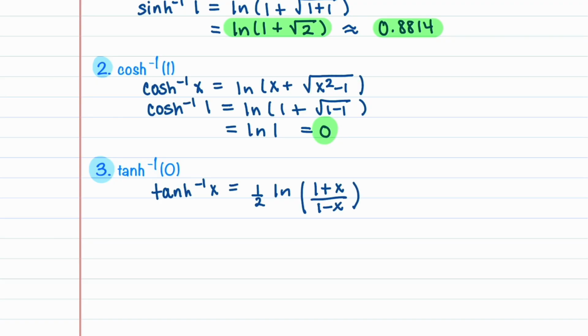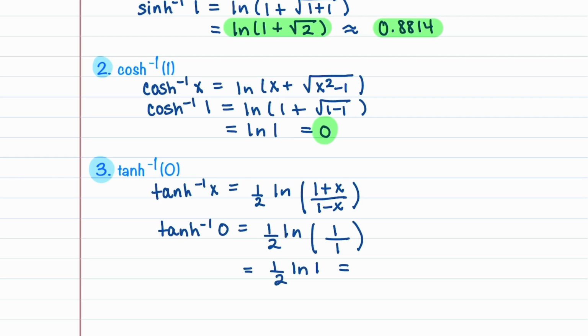Now let's let x be equal to 0. So we have inverse tanh of 0. This is 1/2 natural log of just 1 plus 0. So we have a 1 on top, and then we have a 1 on the bottom. So this is 1/2 natural log of 1. Natural log of 1 is 0, so our answer is just equal to 0.